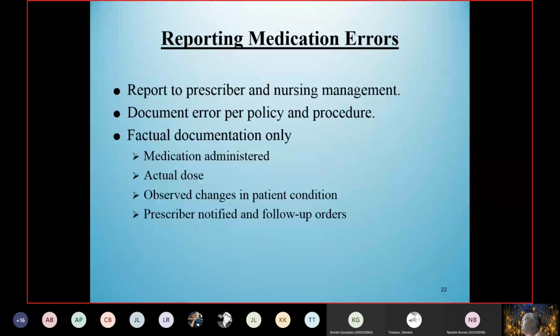Report errors. So make sure that you report it to the prescriber. You're going to have to call the doctor and say, oopsie. Your highest priority if there's an error is your patient. It's your patient's physical status.